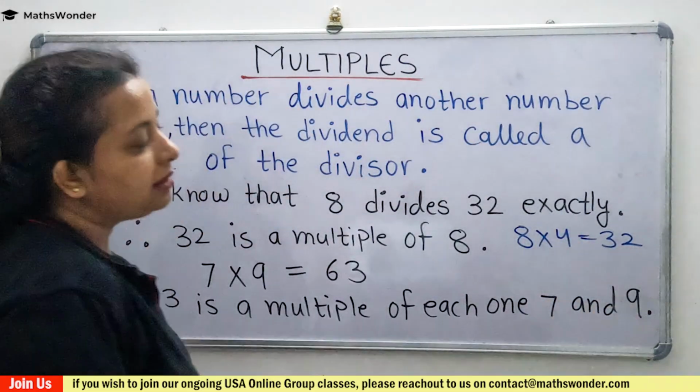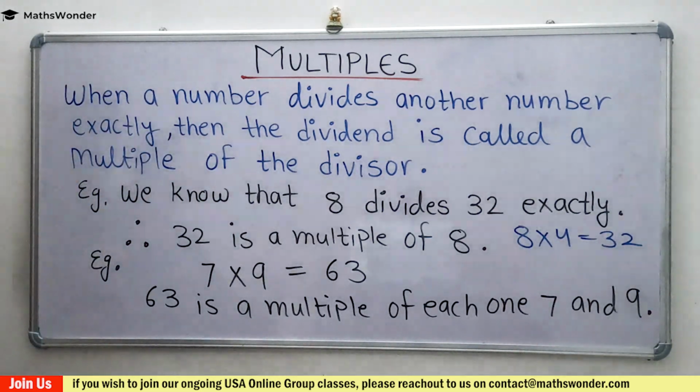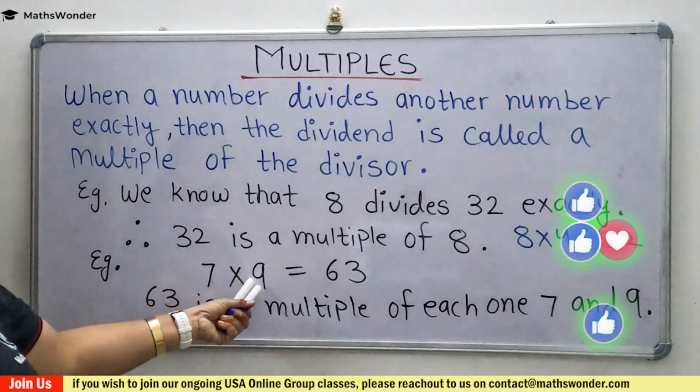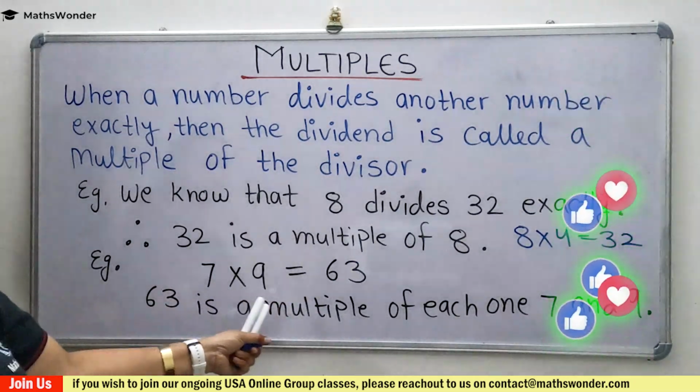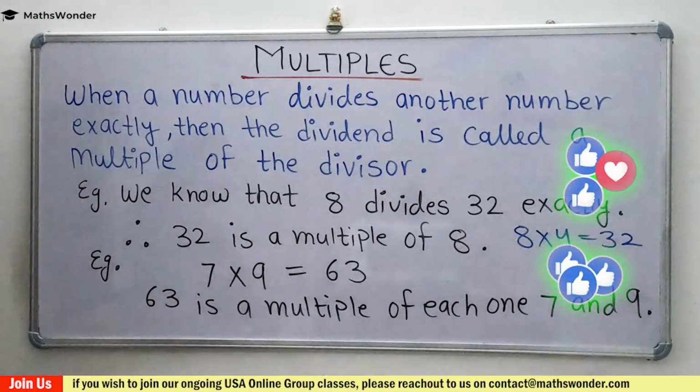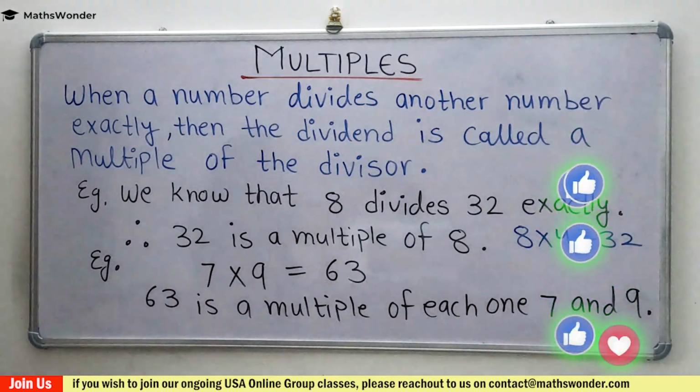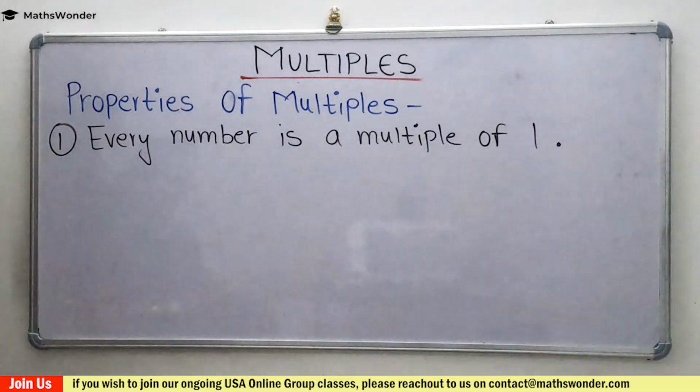That means 32 is a multiple of each one of the numbers 8 and 4. And 8 and 4 are the factors of 32, right? So, see a question given in this form, that means 63 is a multiple of each one, 7 and 9, both the numbers, right? The first property. So, these are the properties of multiples.